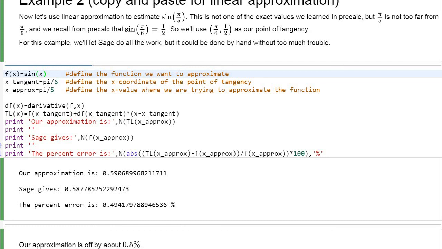So in the first example with the cube root, even at the cube root of 29, we were off by less than 0.06%. Here, we're almost 0.5%, quite a bit more error involved, and that's just because the sine function is not as straight as the cube root. The cube root function is fairly straight out there by 27, 28, 29.